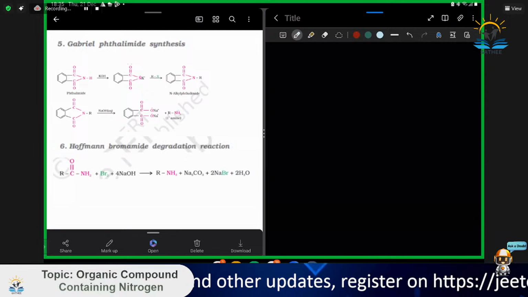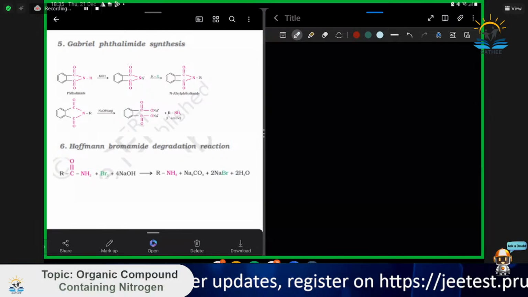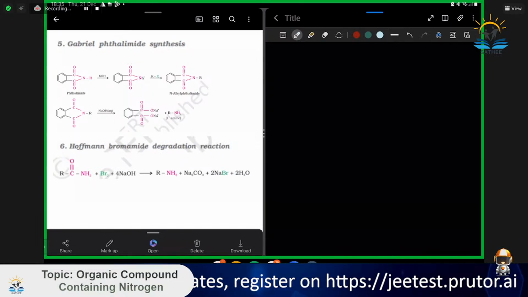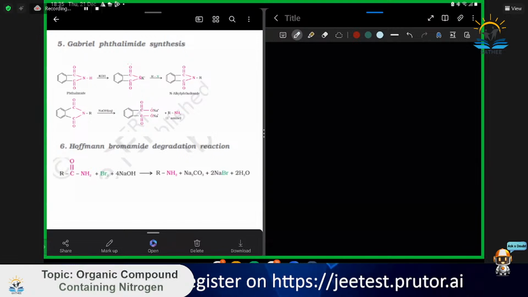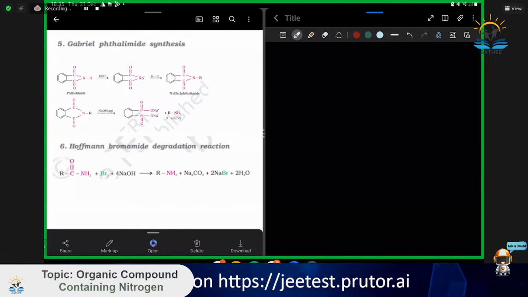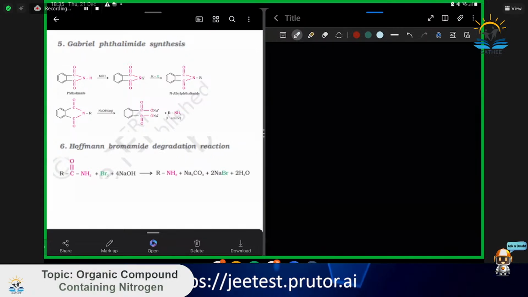If you react that with an alkyl halide, you will have N-alkyl phthalimide. If you react it with NaOH, it breaks down and you will have RNH2. In this multi-step reaction, RNH2 is formed. That's only used to prepare primary amines.